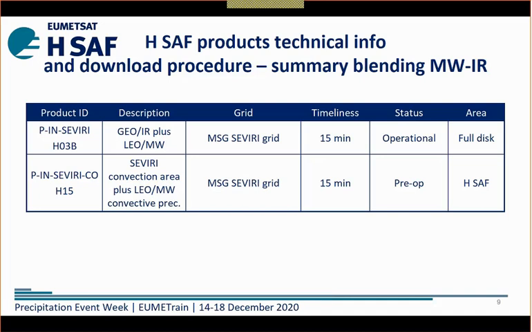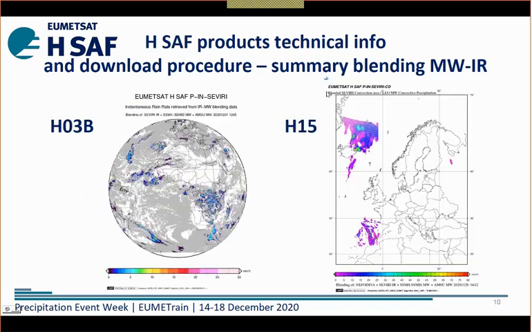Since these products are related to the Meteosat images, they are produced every 15 minutes with the same time scan of the Meteosat. These are two pictures for H03B and H15. As I told you before, 15 is the only one presented in the European area until now.